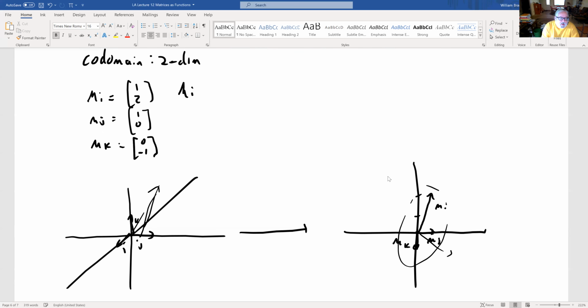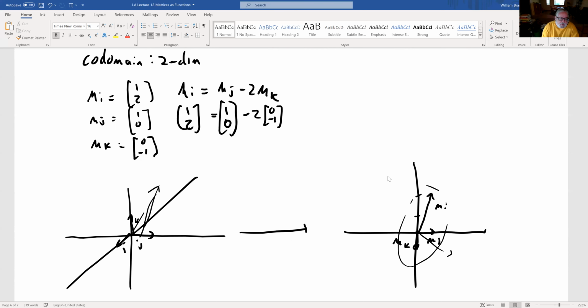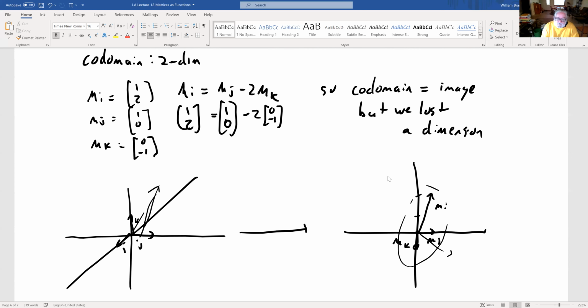And in fact, Mi is equal to Mj minus 2 Mk, or 1, 2 equals 1, 0 minus 2 times 0, minus 1. So here the codomain equals the image. But we did lose a dimension in going from 3 dimensions to 2 dimensions, right? We had to take our I vector and stuff it into a plane that already contains the K and J vectors.